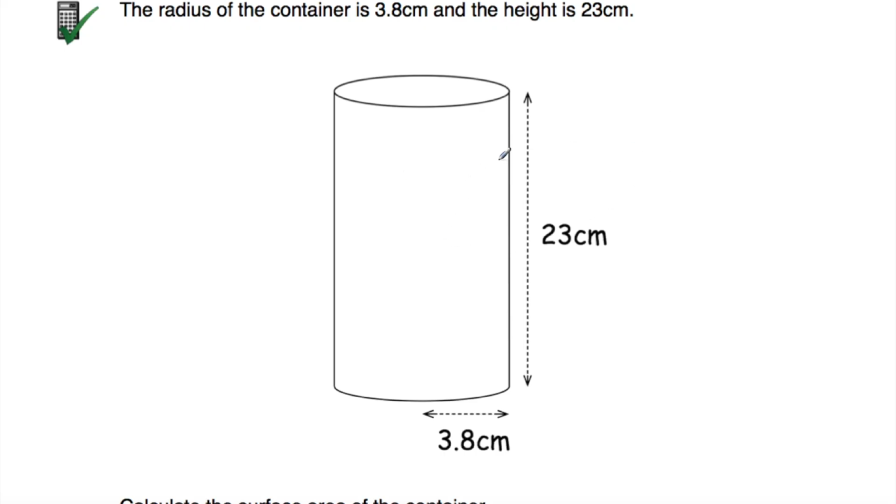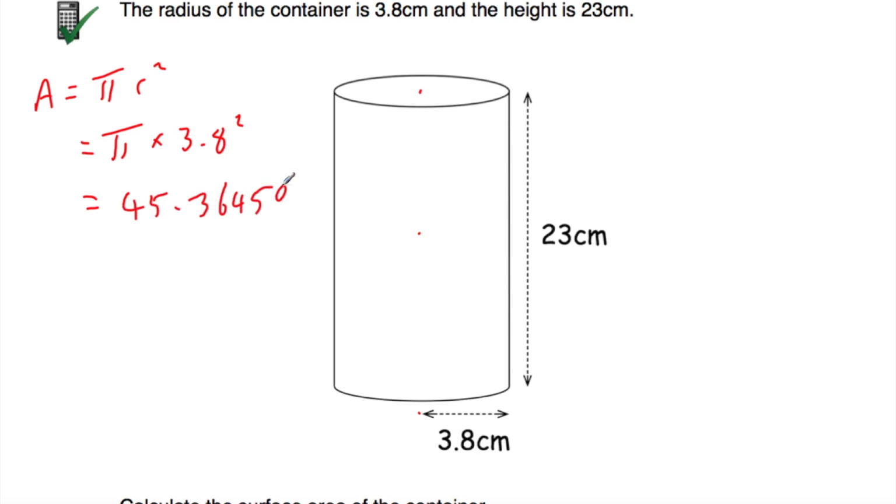So to do that, one approach is to use the formula. I'll do that at the end. And the other approach is to find the area of the circle on the top, the area of the circle at the base, and the area of the curved face. So let's do that. The area of the circle is going to be pi r squared. So we're going to do pi times the radius, which is 3.8 squared. And when we do that on our calculator, we get 45.36459792 centimeters squared.